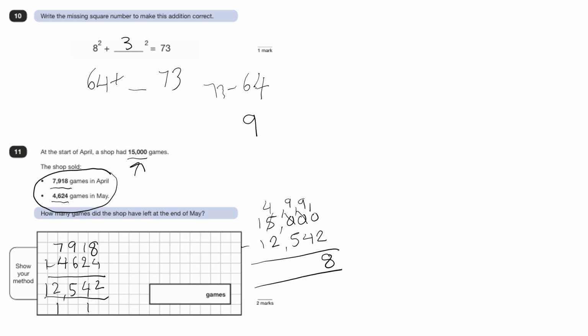It'd be 8, 5, 4, 2. So we've got 2,458 games left.